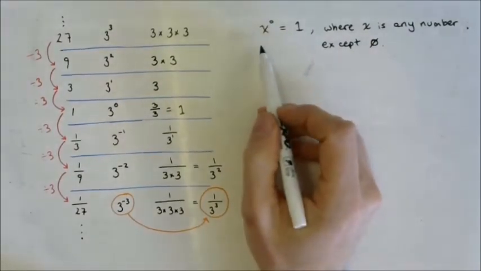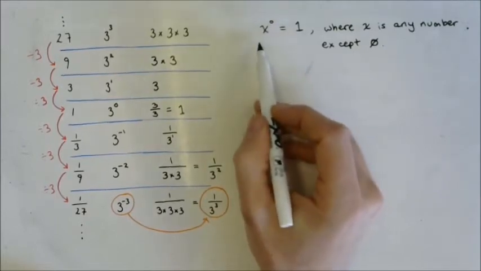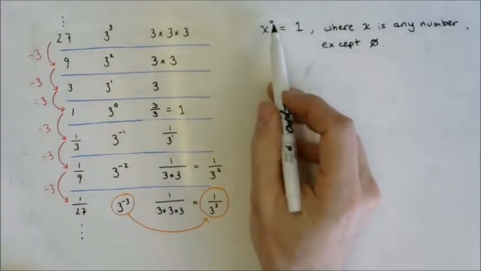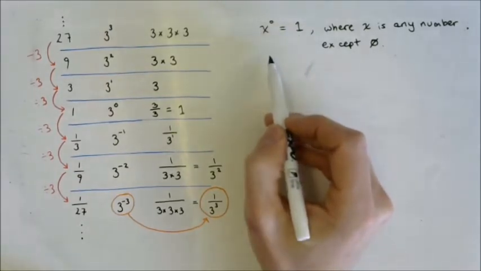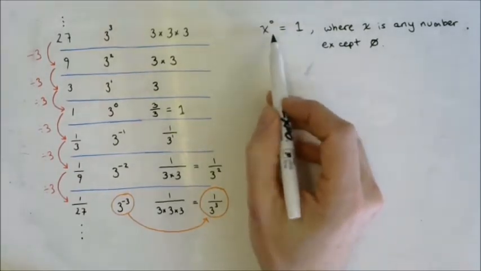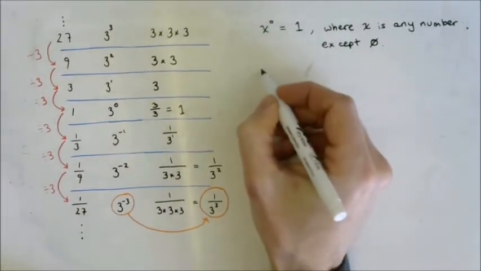That means 7 to the power of 0 equals 1. Negative 10 million to the power of 0 equals 1. 364.789 to the power of 0 equals 1. Anything to the power of 0 is 1.